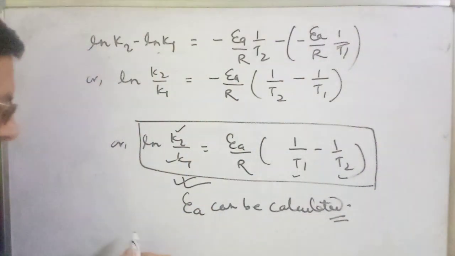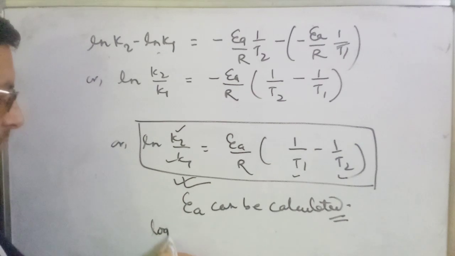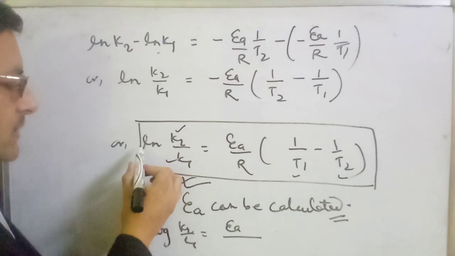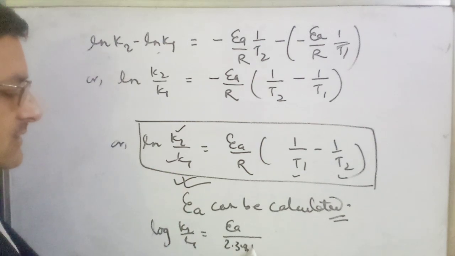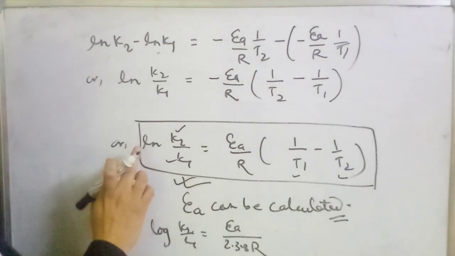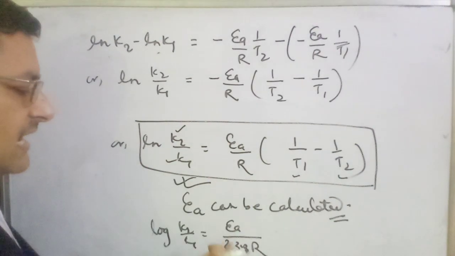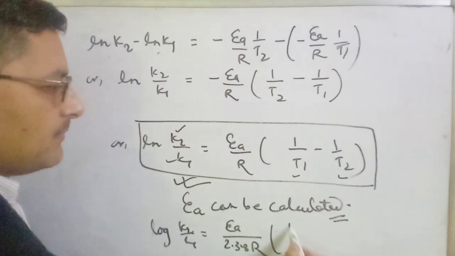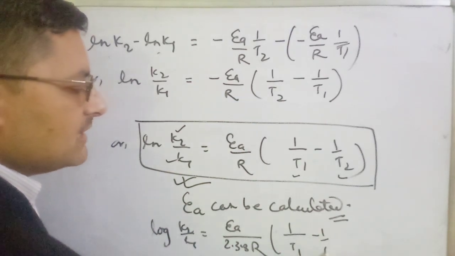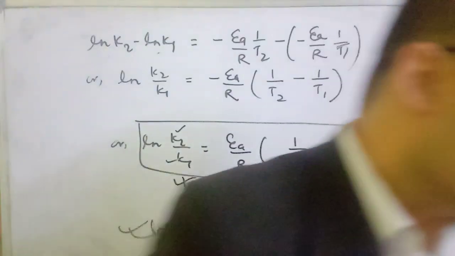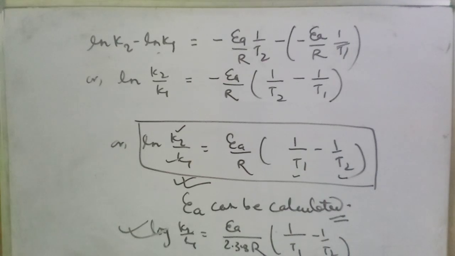This formula can be changed a little bit into log. Okay, log K2 upon K1 will be equal to EA upon 2.303 R, because you know if you change ln, then it will be 2.303 into log. So EA upon 2.303 R multiplied by 1 by T1 minus 1 by T2. This will be the final formula if you use log. Otherwise you can use ln also. So friends, this is the way how you calculate energy of activation theoretically.